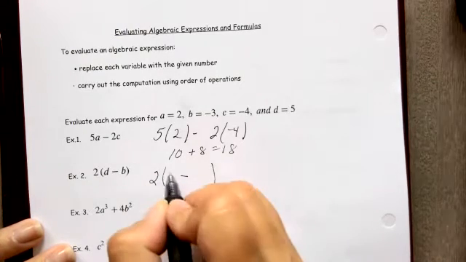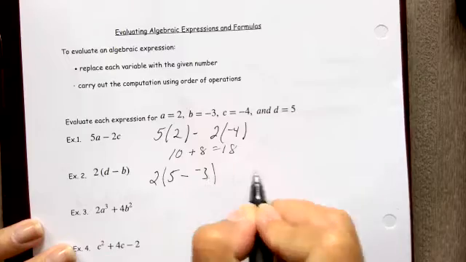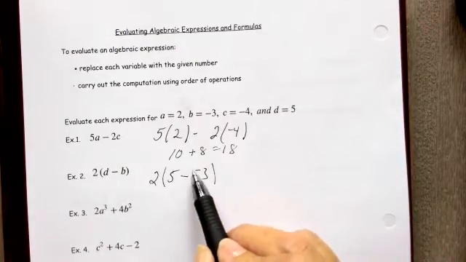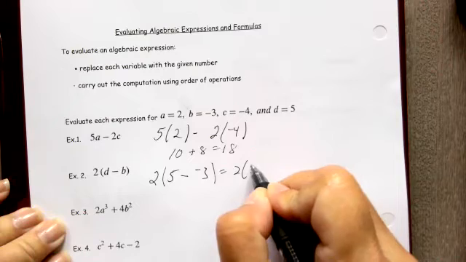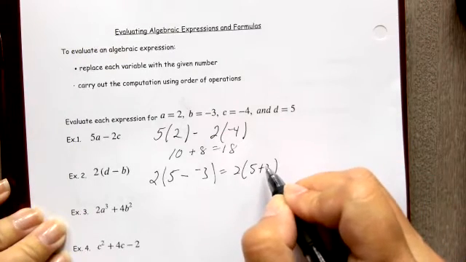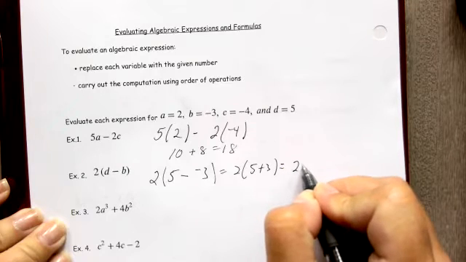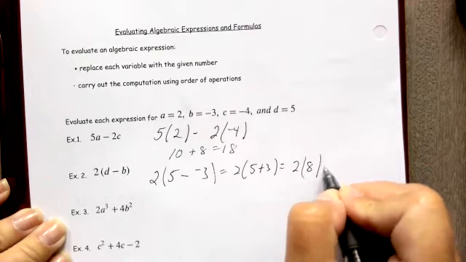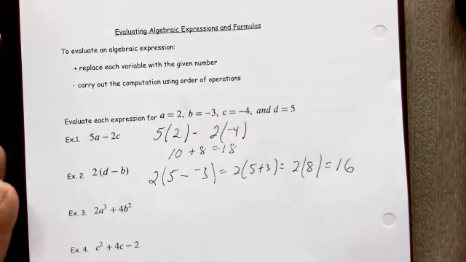D is 5 and B is -3. So first these change to positive. That's +3, 2 negatives. Then I'm going to add, using order of operations. I do my grouping symbols. Then multiply, and my answer is 16.